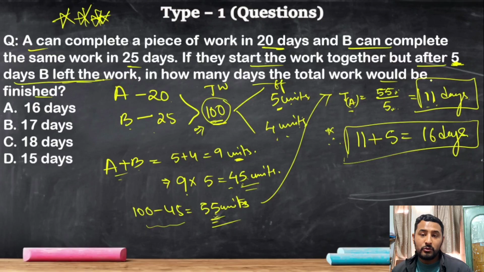But if the question had asked in how many days A alone can complete the work, then it would be 11 days. But the question is saying in how many days the total work would be finished. So how many days are they taking in total? First of all, they have already taken 5 days, and A alone worked for 11 days. So you should add both, 5 plus 11, and you'll get the answer as 16 days. So our answer would be option A. A bit tricky, but you should learn it.